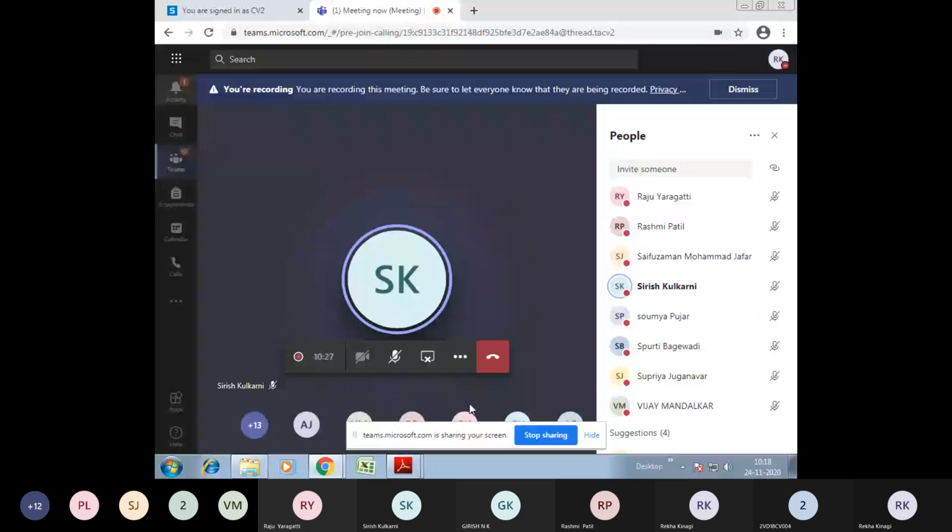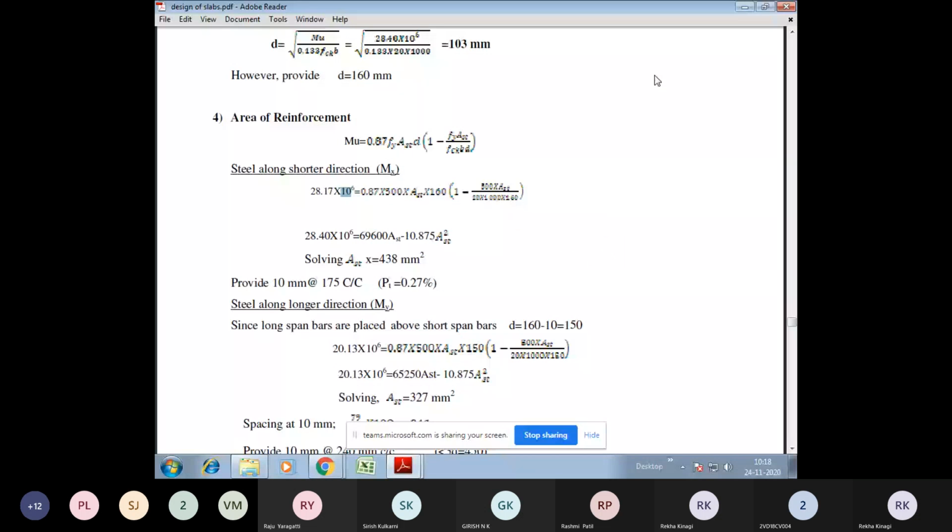So here, in order to convert kilonewton meter to newton millimeter, we need to multiply the Mx value by 10 to the power of 6. Here all the values are substituted as known, and only the unknown is Ast. Now here we have a quadratic equation. Out of the quadratic equation, we get two values of Ast, and we need to consider the best value that we can provide as reinforcement. So here the Astx value turns out to be 438 mm square, on and around.